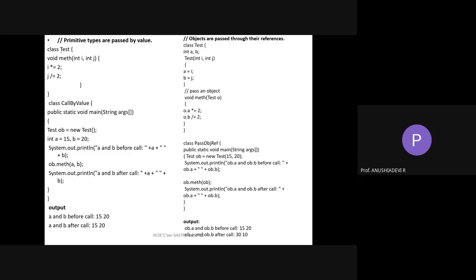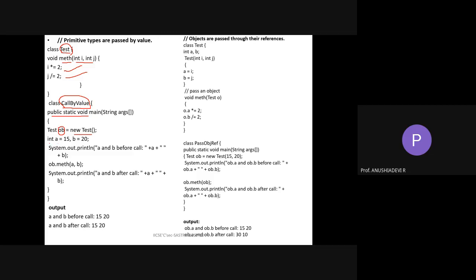Now here I have defined one class called Test. Within the Test class I have one method, and that method has two arguments, int i and int j. Here I am multiplying the i value by 2, and here I am dividing the j value by 2. Then I have created one more class called CallByValue. Within that class I have the main function, and within the main function I have created an object for the Test class. Now by using this ob, I can access the members of that Test class.